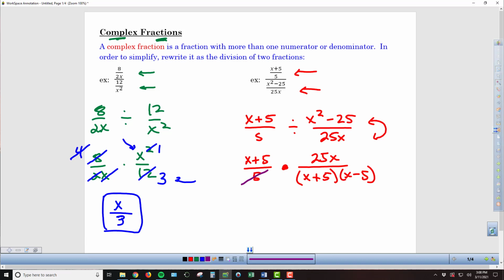So I can see a 5 here, and the 25x will reduce away down to a 5x up top. Then I've got an x plus 5 that can cancel out with the x plus 5 that we have here. And so then in the numerator, out of all of this, we have 5 times x, so 5x. In the denominator, we have this x minus 5. And as we've talked about many times, because in the bottom, the x and the 5 are connected by subtraction, there's no other reducing that we can do. This is the best that we can get.